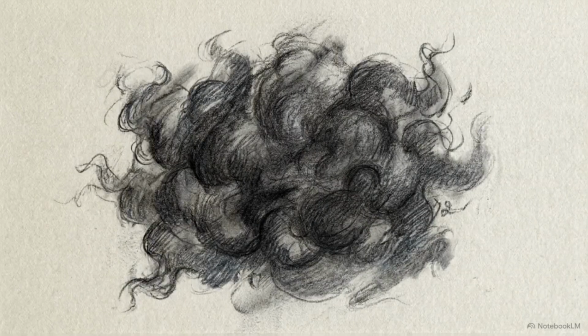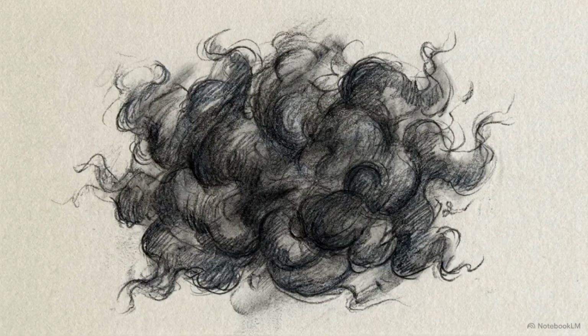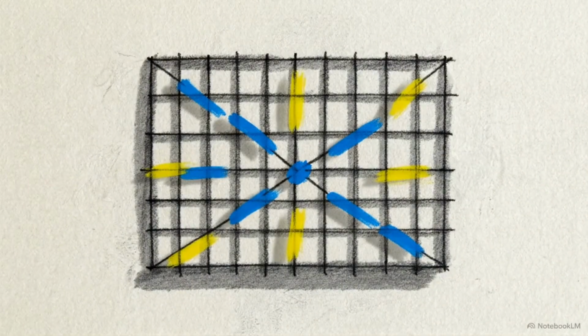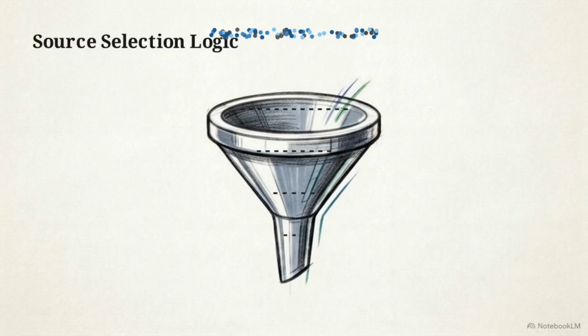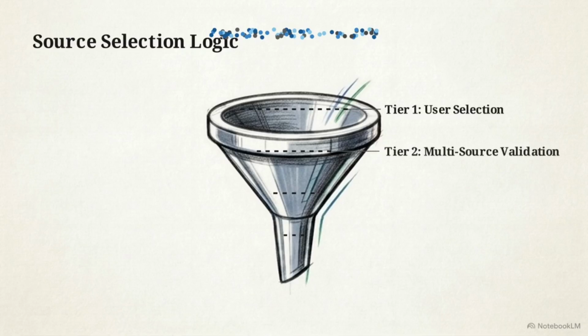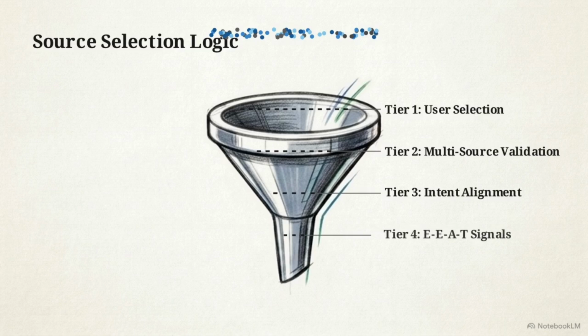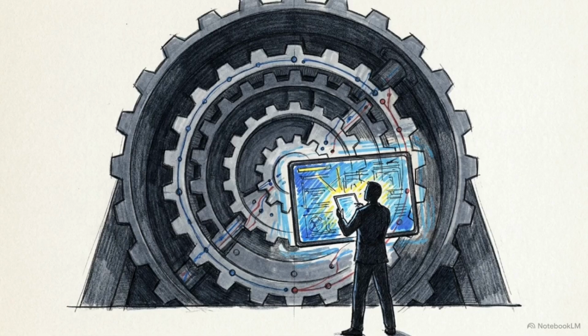It is easy to look at AI generation and assume the output is an unpredictable black box, but the Gemini engine follows strict identifiable rules. This diagram represents the engine's deterministic framework. We can see a single user input passing through 4 distinct narrowing filtration gates, known as the source selection logic. These 4 tiers are user selection, multi-source validation, intent alignment, and EEAT signals. These gates run sequentially, systematically filtering out and eliminating web sources at every stage of the process. To retain audience visibility, content architects must explicitly engineer their domains to survive each of these 4 sequential gates.